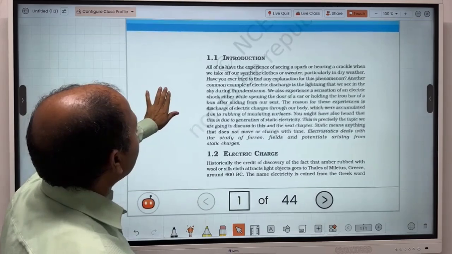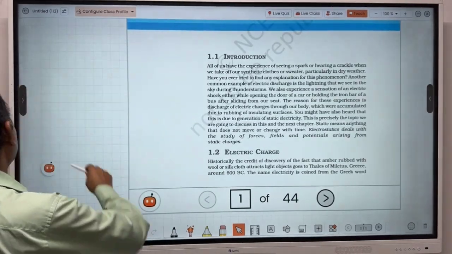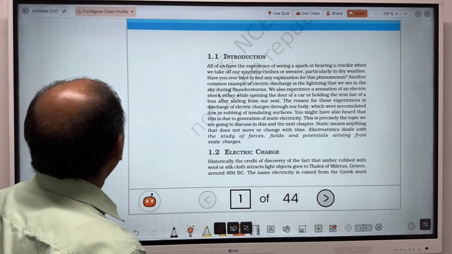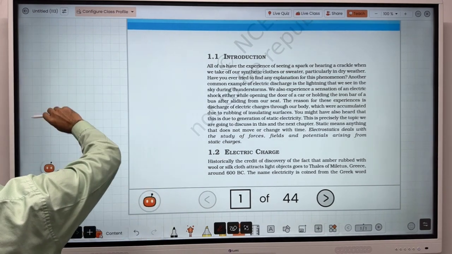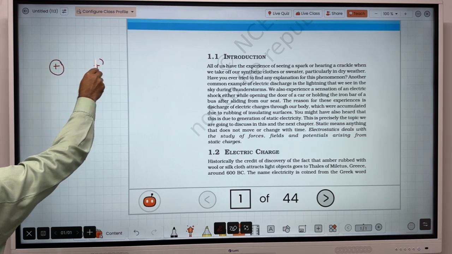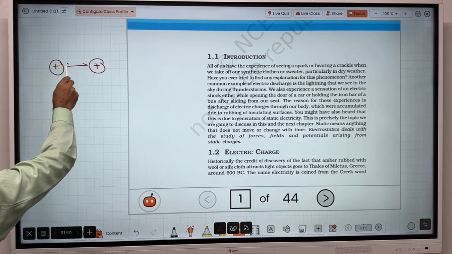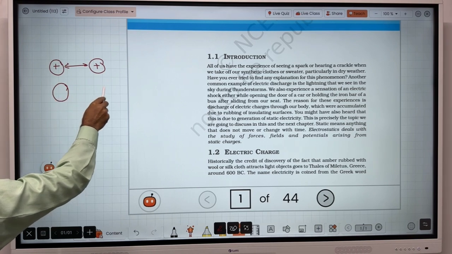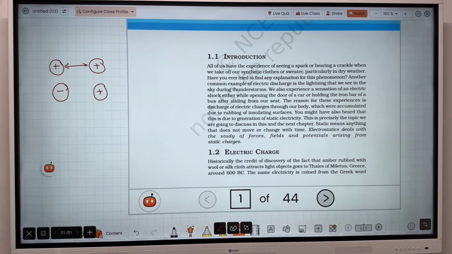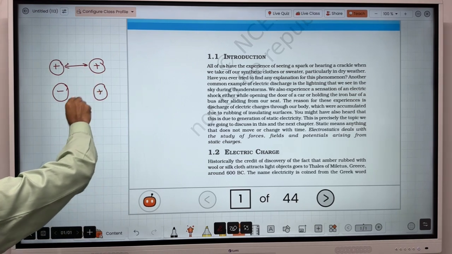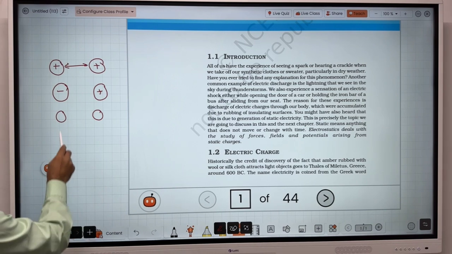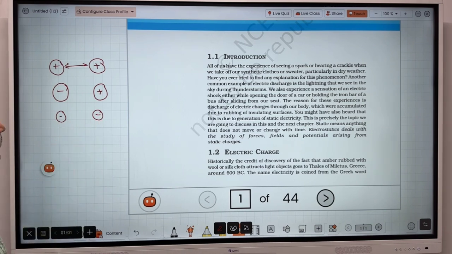So, you know the basic types of charges, like positive and negative charges, and you also know that like charges repel each other. Suppose there is a positive charge here and a positive charge here, then they will repel each other, whereas opposite charges will attract each other. Suppose this is negative, this is positive, then there will be a force of attraction. And similarly, if both are negative, in that case also there will be repulsion.